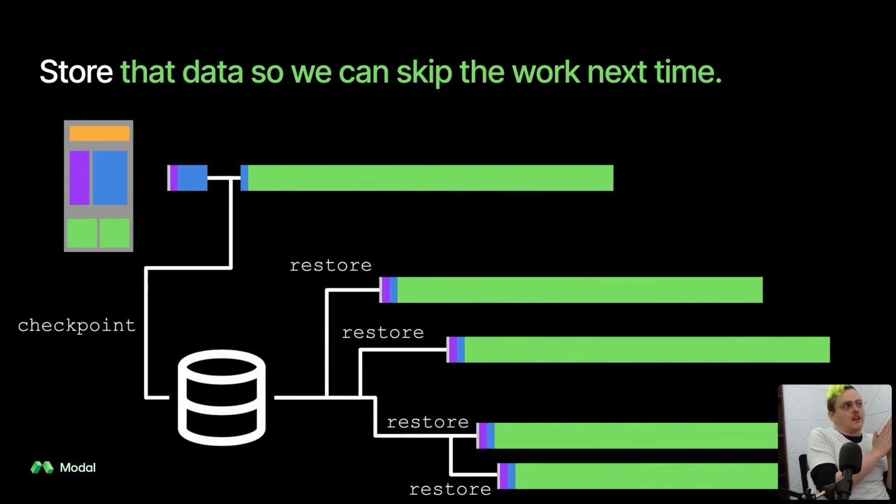So the key insight is that we want to store that data so that we can skip the work the next time that we run this application. So we can take a checkpoint of what that in-memory data structure looks like, store it in our cloud storage system, and then the next time we need to spin up a container, we just restore it. And so we can skip this chunk of work in all these future requests for the same thing.